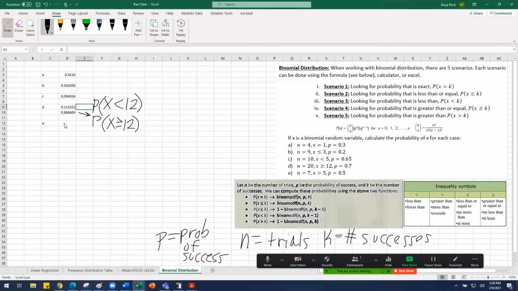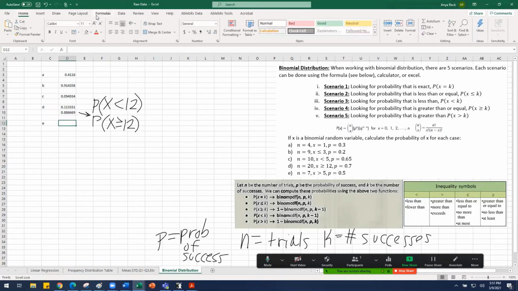Part E. It says your n value is 7, x is greater than 5, the p-value is equal to 0.5. So x greater than 5, go to the table. Greater than is at the very end. It says we need 1 minus the binomial cumulative distribution of NPK. We don't have to subtract anything from the K value.